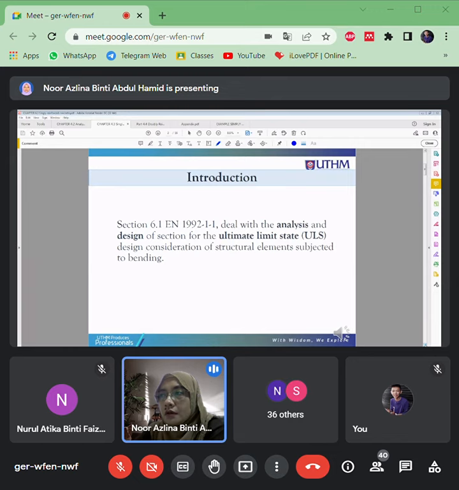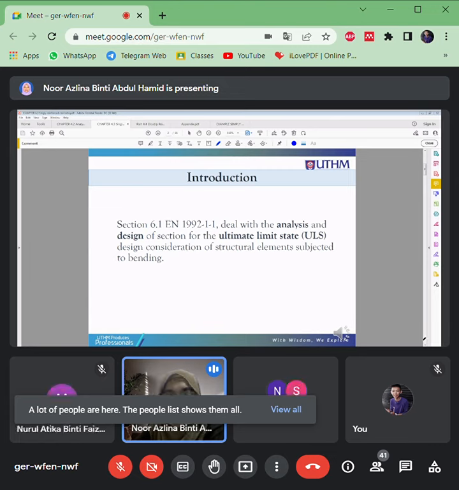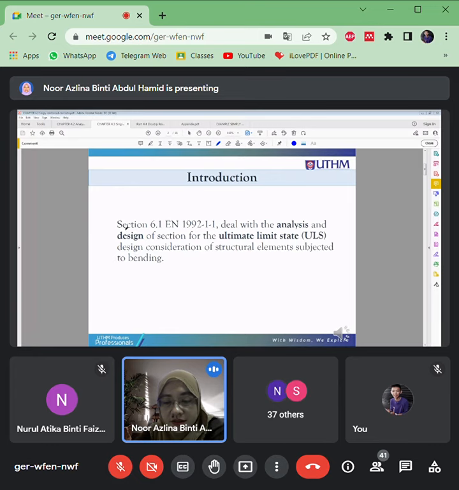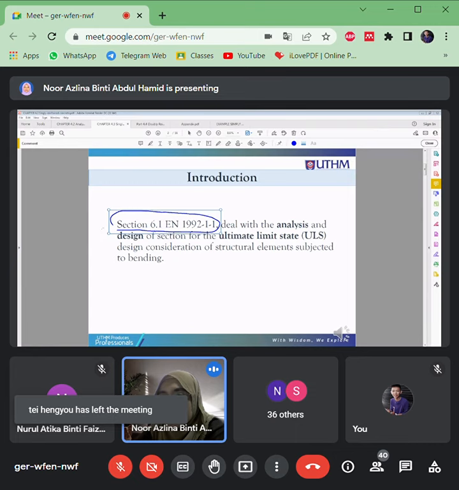Alright, so you can refer in this Eurocode in section 6.1, which deals with the analysis and design of sections for the ULS, which is ultimate limit state design considerations. Okay, so make sure you find out these sections, which give you information on the analysis and design for the ultimate limit states.